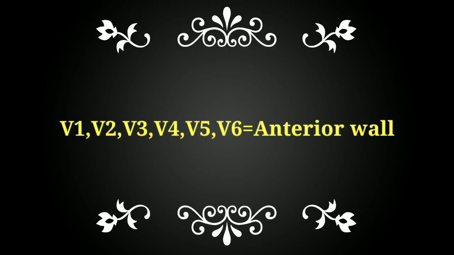So leads V1 and V2 are known as anteroseptal leads because they look towards the right ventricle and the septum, because the wave of depolarization moves from the left side towards the right side and in the septum, and the septum is the first portion of the myocardium or major ventricle which is depolarized. So V1 and V2 are known as anteroseptal, V3 and V4 are the pure anterior wall, and V5 and V6 are anterolateral leads.